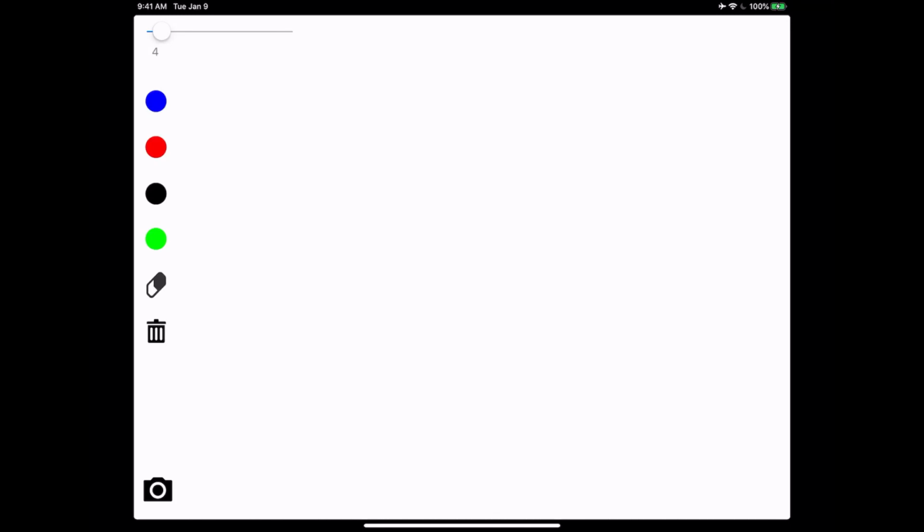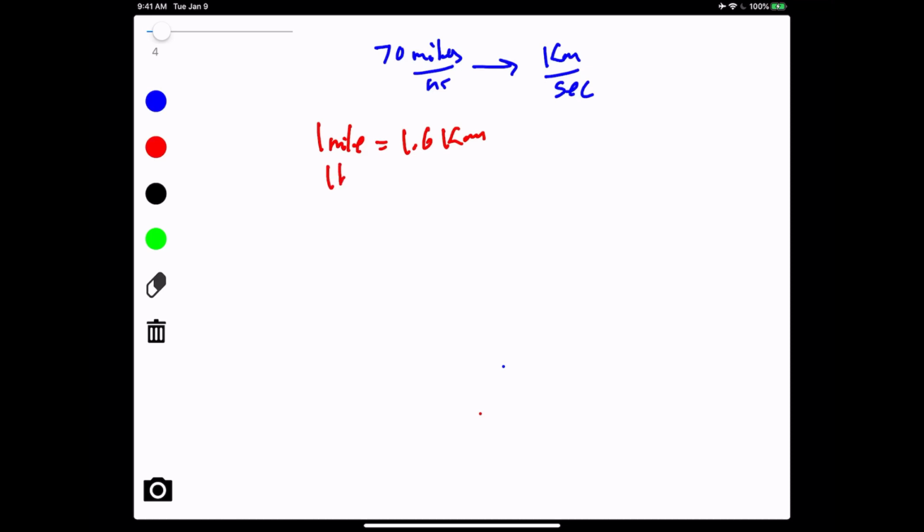Let's do a simple unit conversion example. Let's convert 70 miles per hour into kilometers per second. First thing we need to note is what our actual unit conversion factors are. So 1 mile equals right around 1.6 kilometers. We also know that 1 hour equals 60 minutes. And then finally, 1 minute equals 60 seconds. So these are our factors.